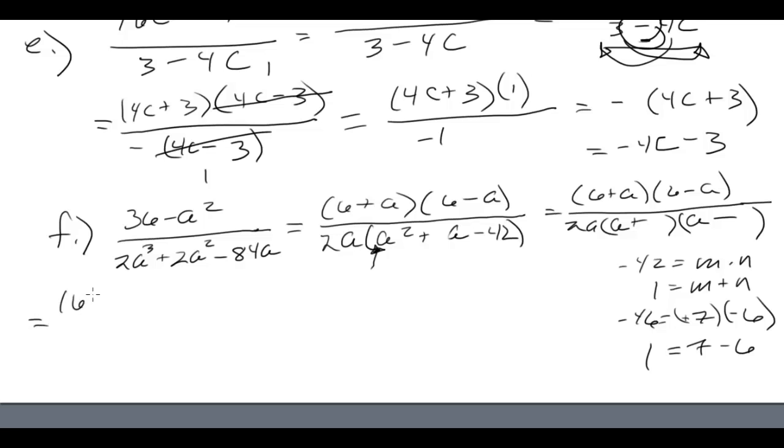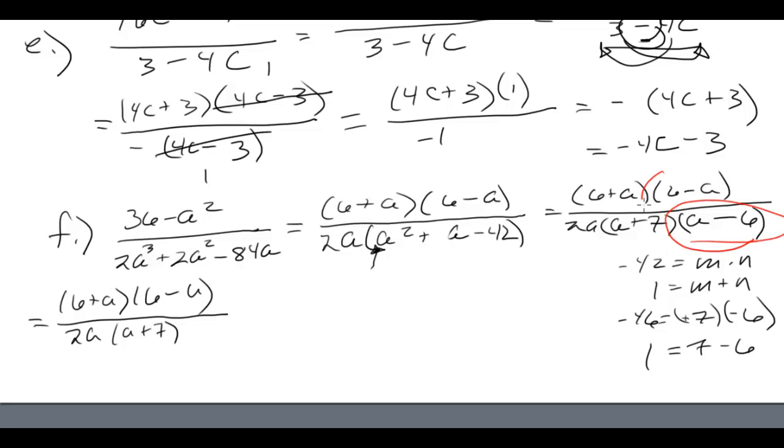I get 6 plus a times 6 minus a over 2a. Oops, forgot to put in the terms. This is a 7 and this is a 6. Okay. That's a plus 7. Now I've got this a minus 6 guy over here.